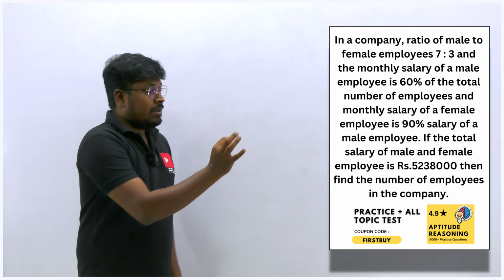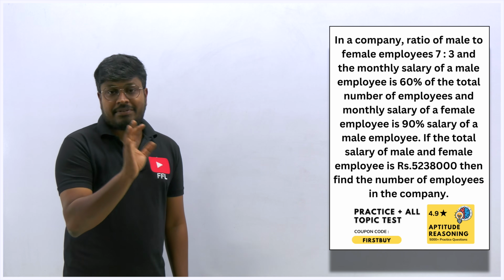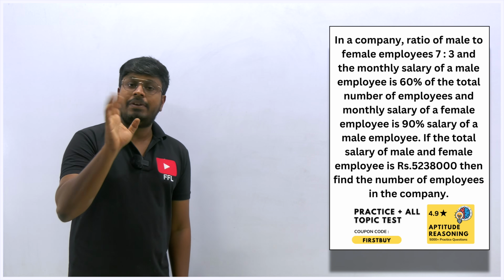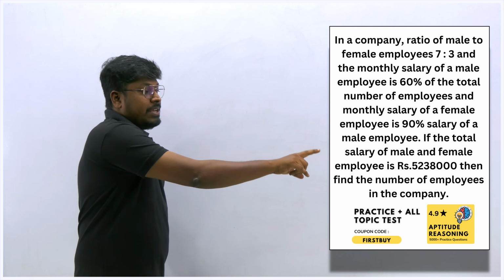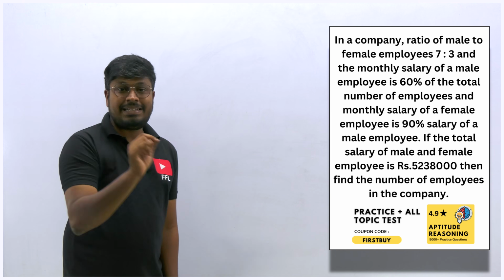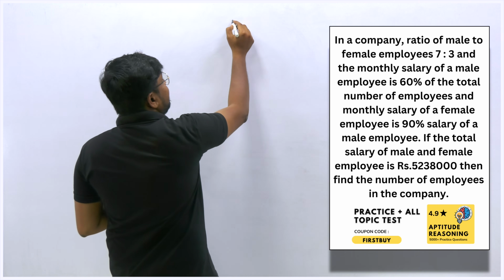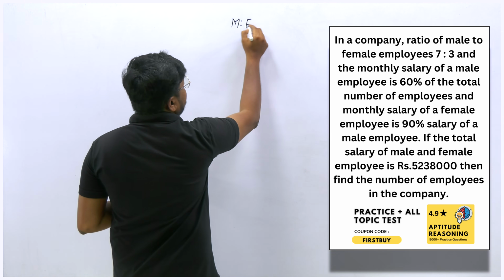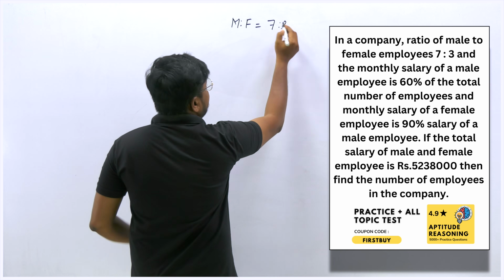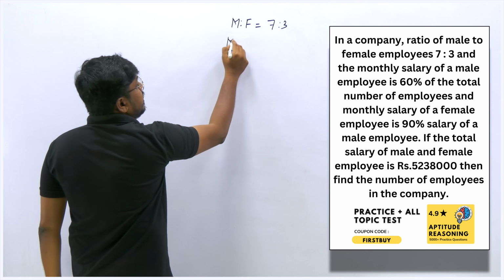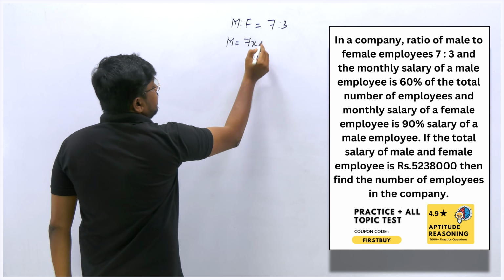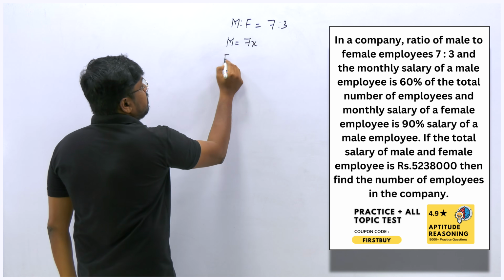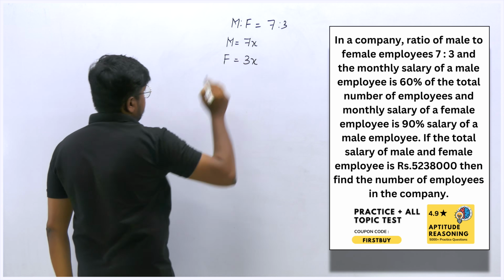So friends, listen here. In the first point itself, they have given two values, the male to female ratio. The ratio of male and female employees is 7:3. So they have given the value directly, that is male to female is 7:3. So we can easily assume that the total number of male employees will be 7x and the total number of female employees will be 3x.